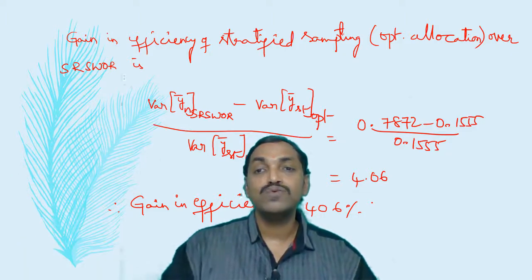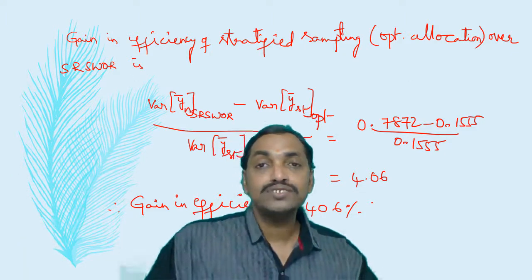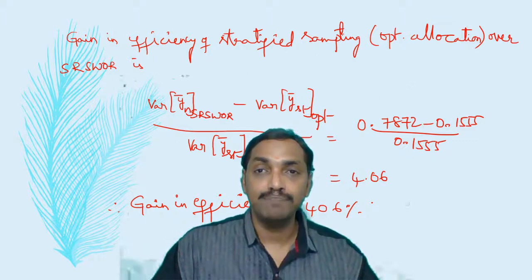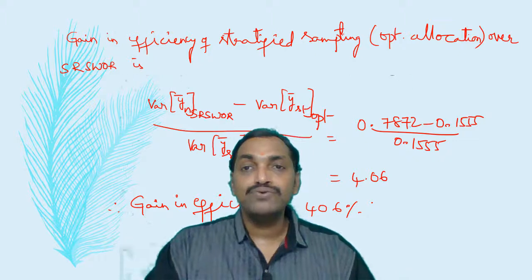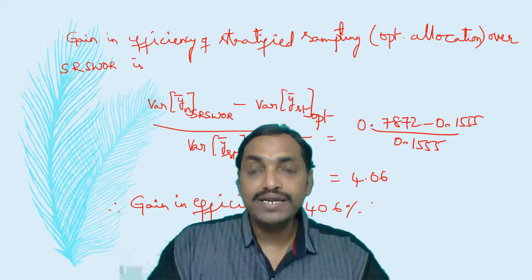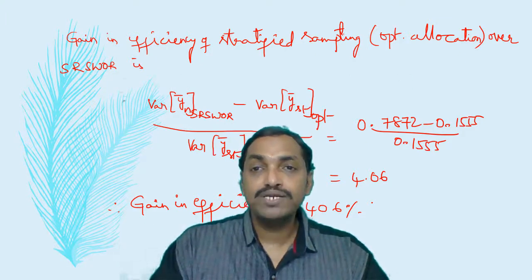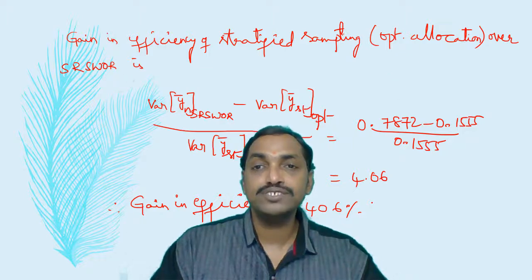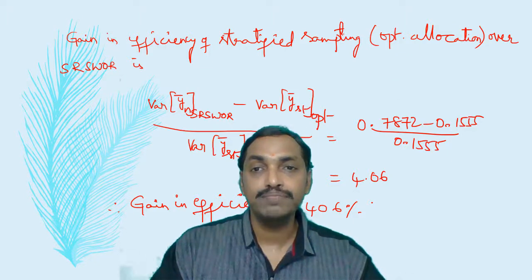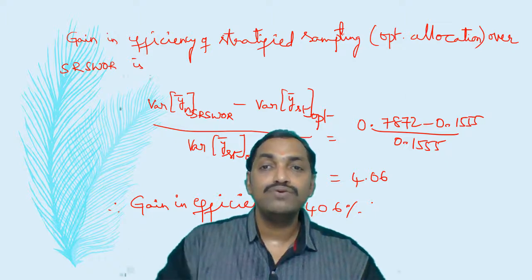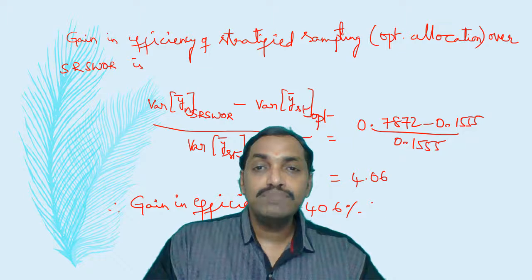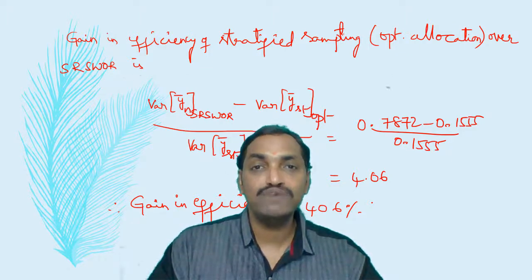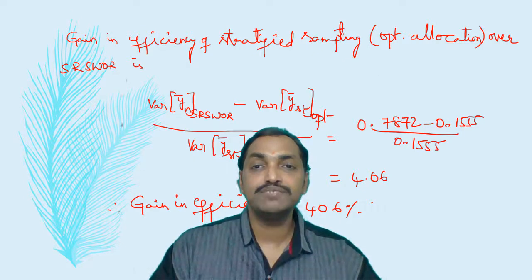So like this, we can solve the problems in stratified random sampling. So with this video, we are able to complete the first chapter of third unit for 5th semester students, that is stratified random sampling. In the next video, we are going to learn about systematic sampling, which is chapter 2 of third unit for 5th semester students.